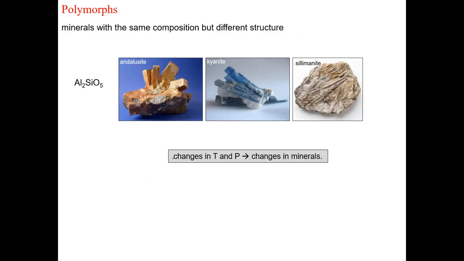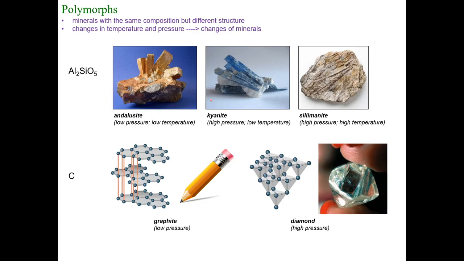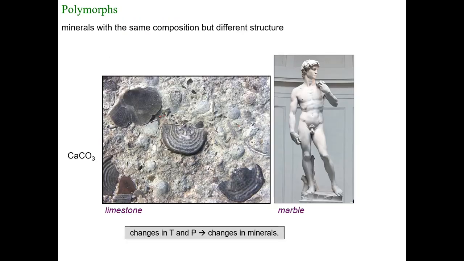So pressure and temperature can change your minerals and form these different polymorphs. Polymorphs are minerals that have the same chemistry but a different shape, different form and packing of atoms. The Al2SiO5 minerals, which we call aluminosilicates, form that. Andalusite, kyanite, and sillimanite are polymorphs. Diamond and graphite, as I've mentioned many times, are polymorphs as well. Temperature and pressure can also change limestone into marble, through recrystallization.